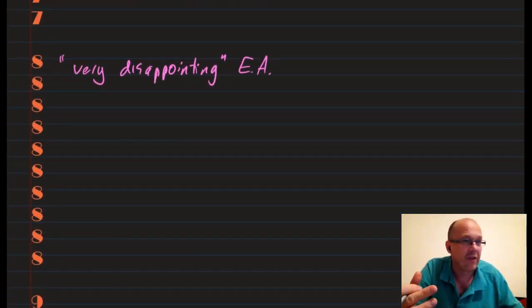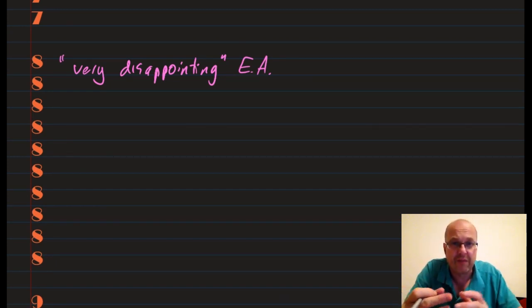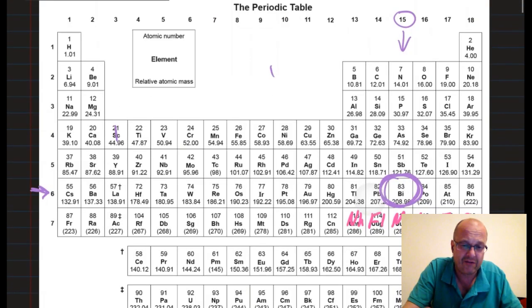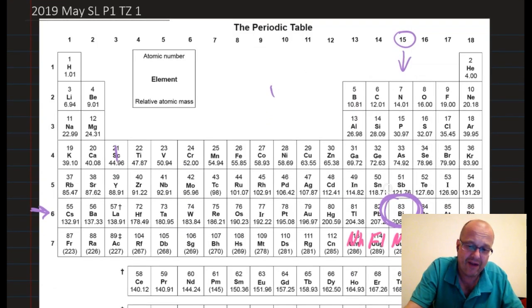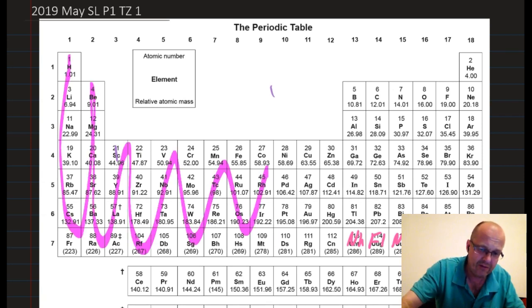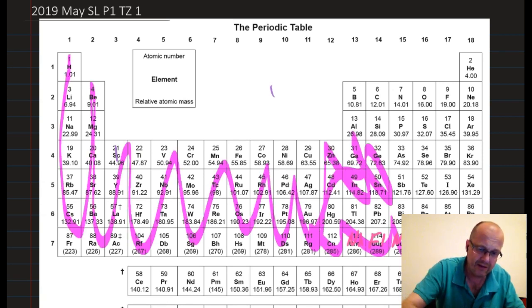They said that question 8 was very disappointing. Typical characteristics of metals. Now, metals hate electrons. That's a big characteristic of metals. So many of their properties come from the fact that they hate electrons. So where are the metals? The metals are basically these. You could argue about hydrogen. These are the metals here, those ones.